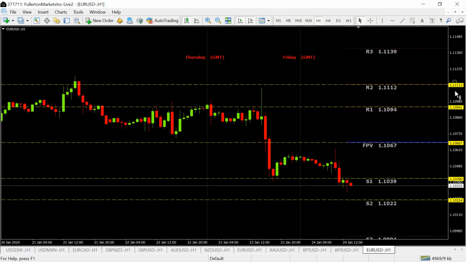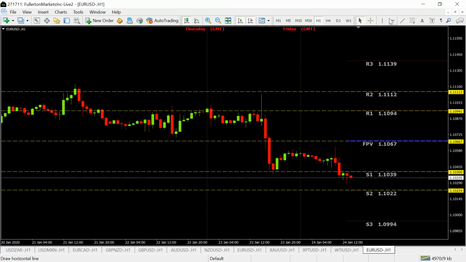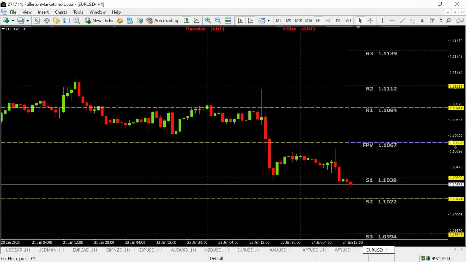If it breaks below S2, where is it going? I think you know the answer to that now, S3. And that's all that currencies and commodities do. It doesn't matter if it's gold or oil or whatever currency pair it might be. They all go from one level to the next level to the next level.